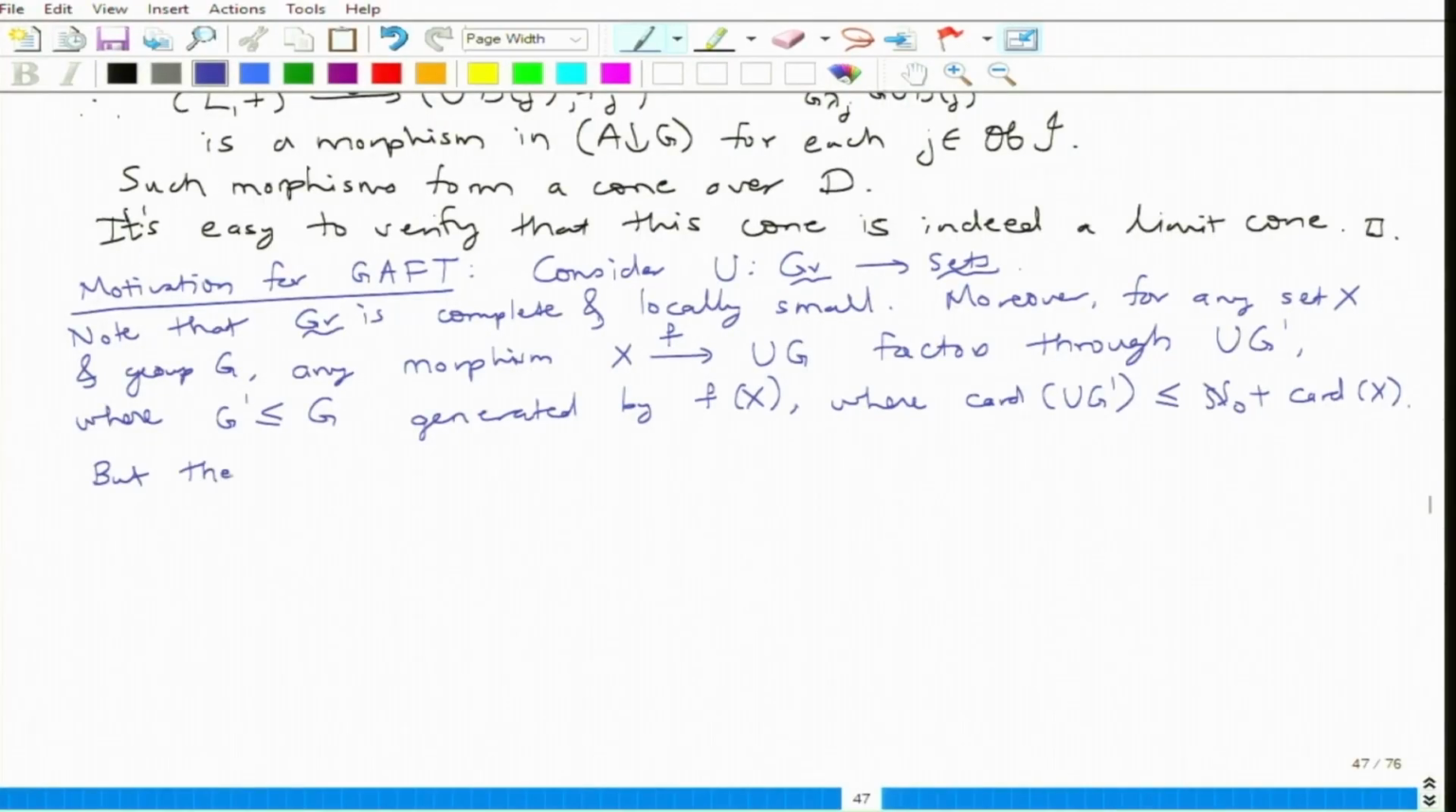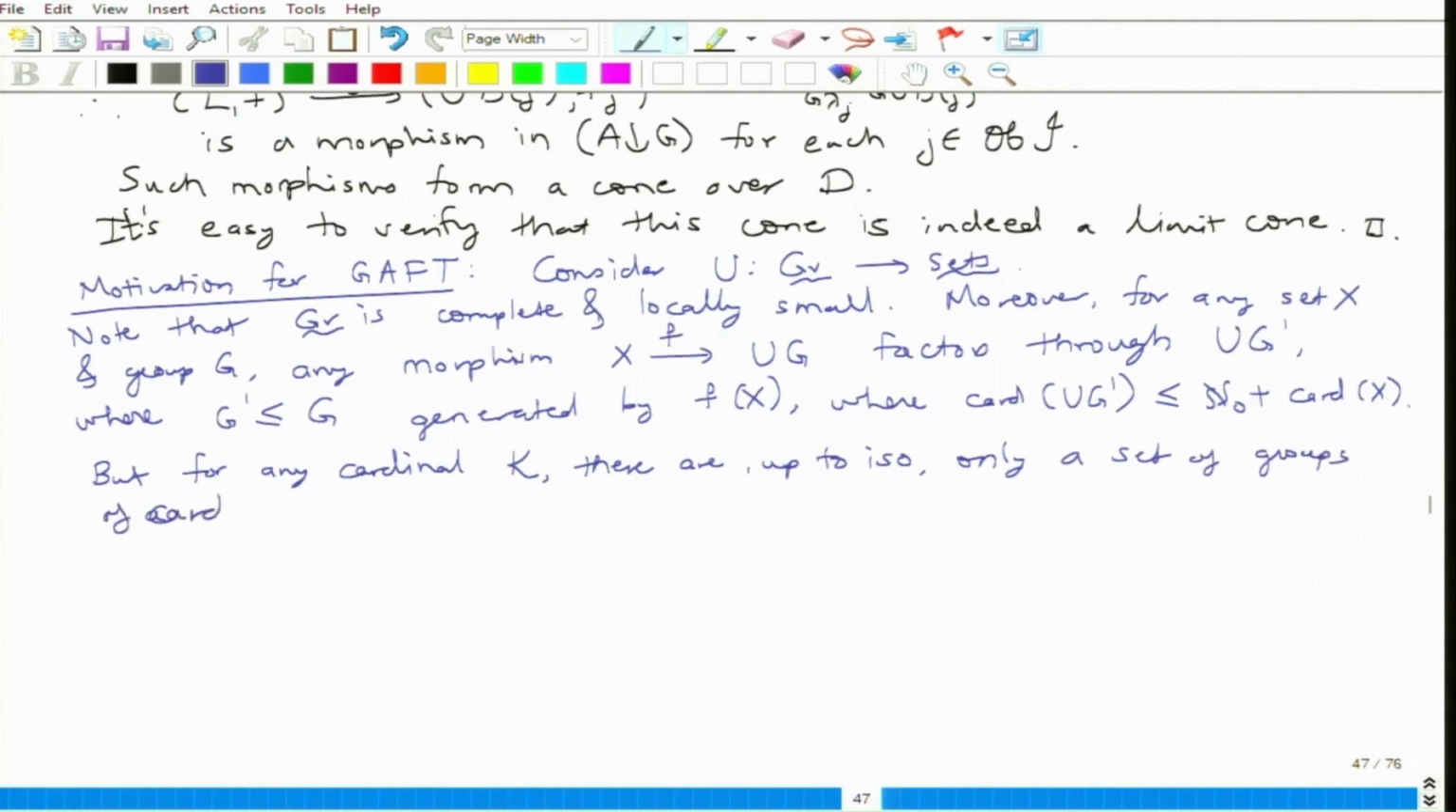But for any cardinal kappa, there are up to isomorphism only a set of groups of cardinality kappa. Cardinality even less or equal kappa. You agree with this?